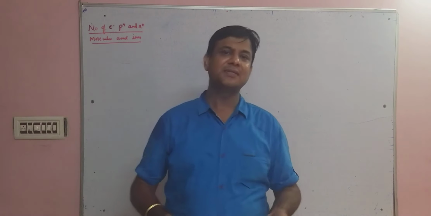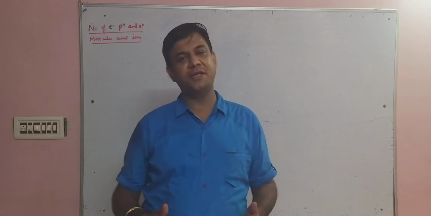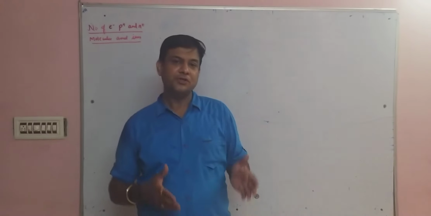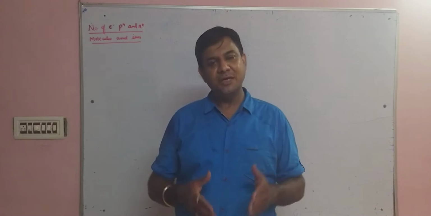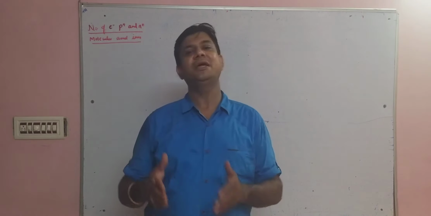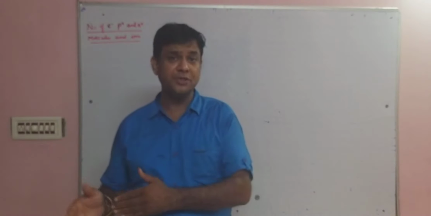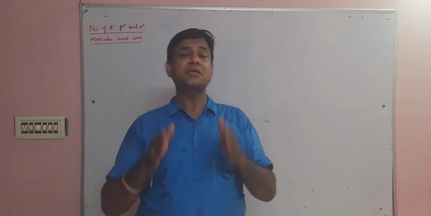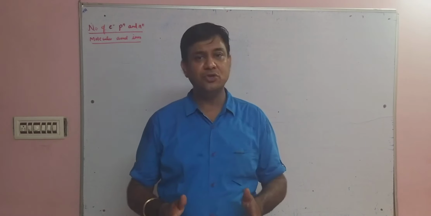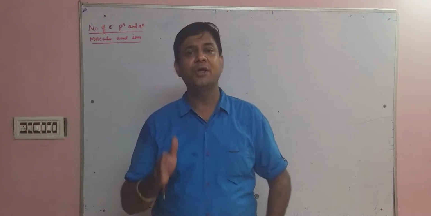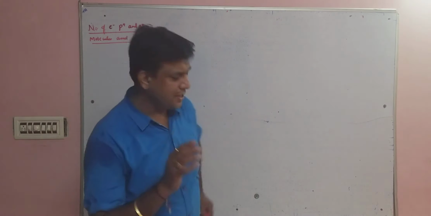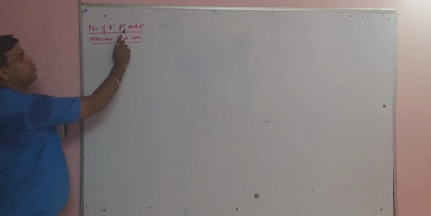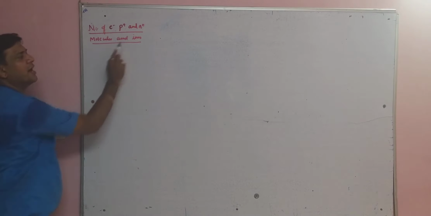And what we are discussing is again the same thing, some fundamental concepts of chemistry. What we have discussed earlier was counting of the number of electrons, protons and neutrons in an atom. Now today we are going to discuss counting of the number of electrons, protons and neutrons in molecules and in ions.